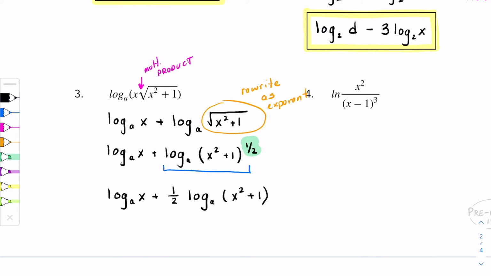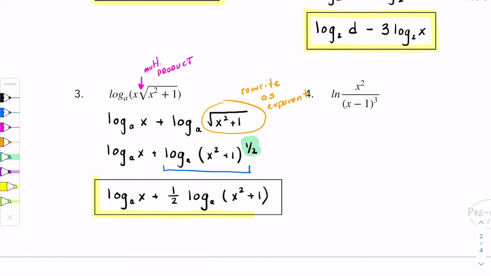Now, if you're wondering why we don't separate x squared plus 1, you can only expand multiplication, division, or exponents. You cannot expand addition or subtraction.